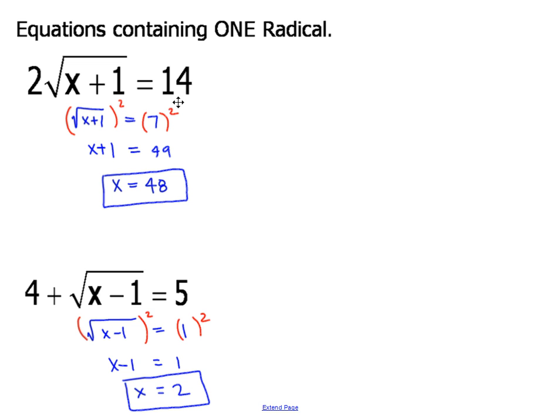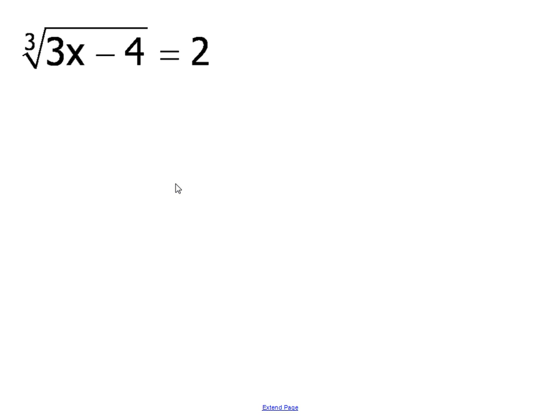So you've done examples like this in the past where you've just been working with square roots. Now we're doing the same thing, but we're going to do the cube root. So we can do this for any root. We want to isolate the radical if we can. It's already isolated. Our next step is to raise both sides to whatever power matches the index. So the index is 3, so I want to raise both sides to the third power. And the reason why we do that is because the third root and the power of 3 are going to cancel each other out. So on the left, I just have 3x minus 4. On the right, I have 2 to the third, which is 8.